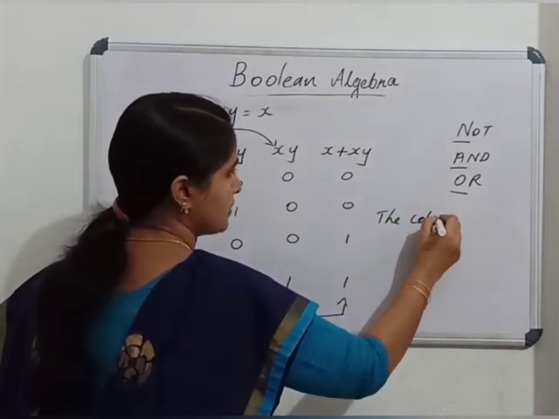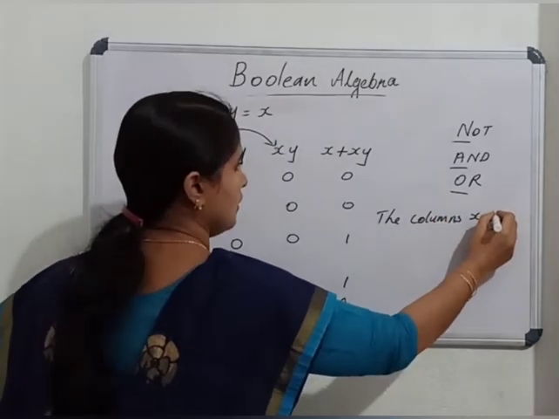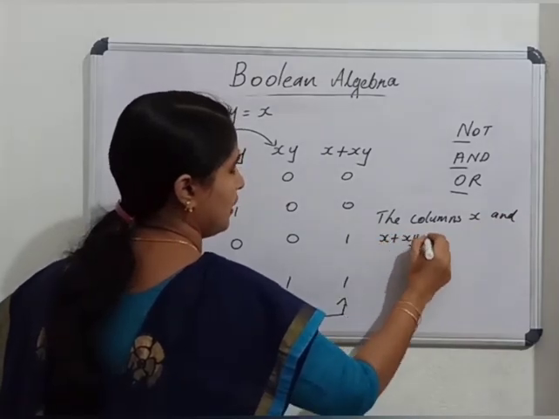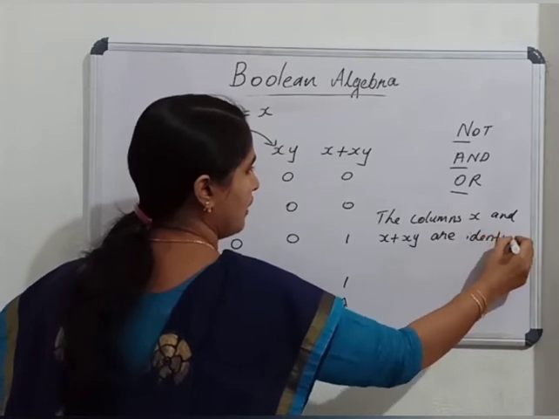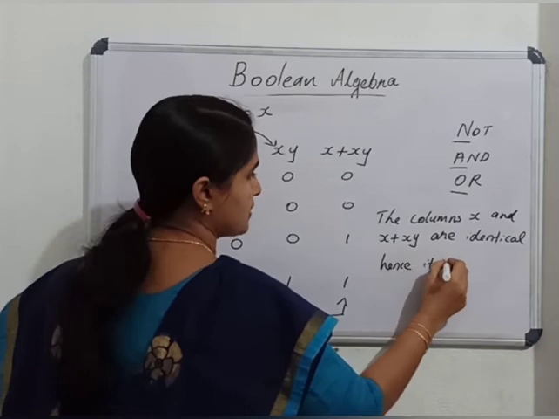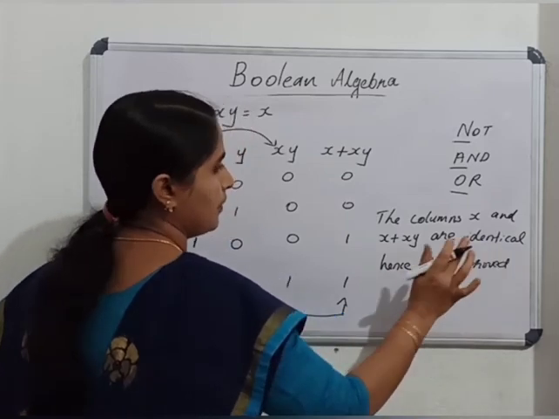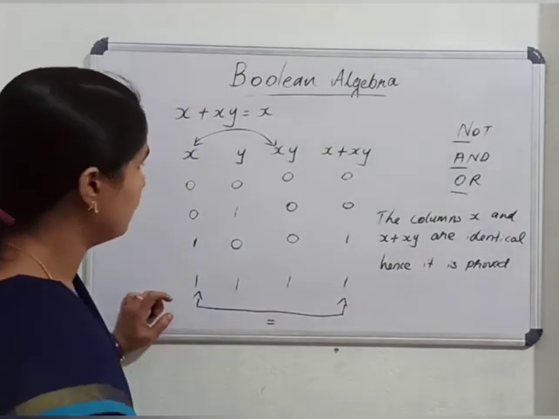The columns x and x or xy are identical, hence it is proved. So please write the final statement, then only you may get the full mark. Okay? Clear? We can do one more.